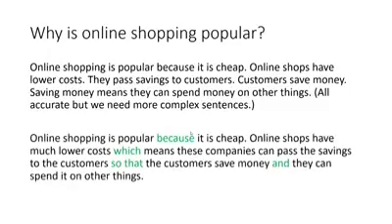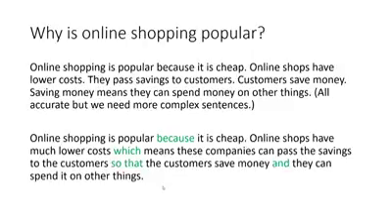Online shopping is popular because it is cheap. Online shops have much lower costs, which means these companies can pass the savings to the customers so that the customers save money and they can spend it on other things. So the words in green here are conjunctions. Alright? So you're probably looking at this paragraph and thinking, this is not very complex. Why is he teaching us this?